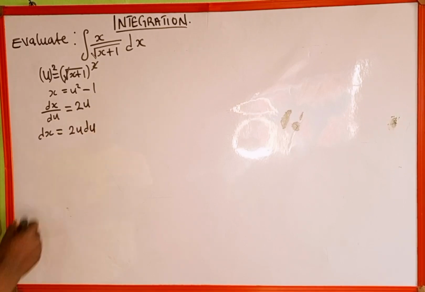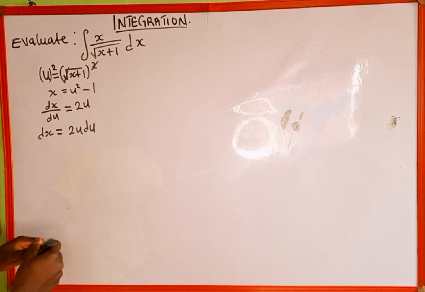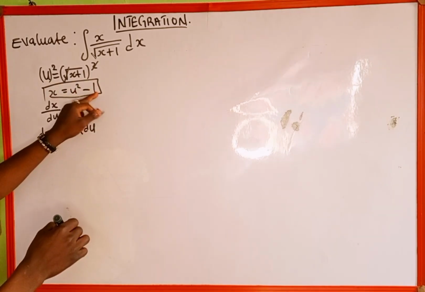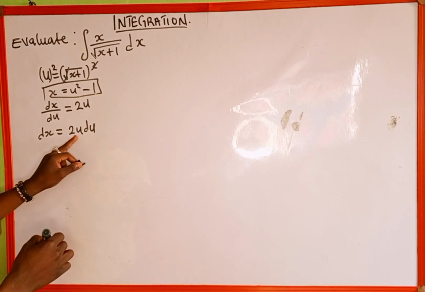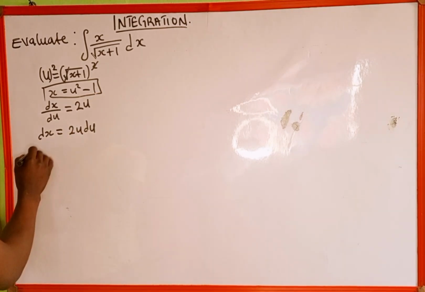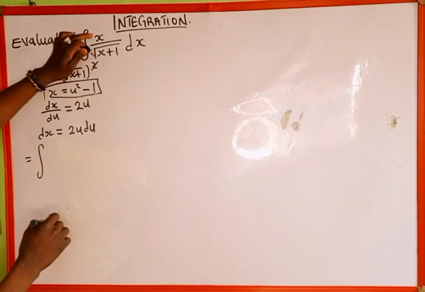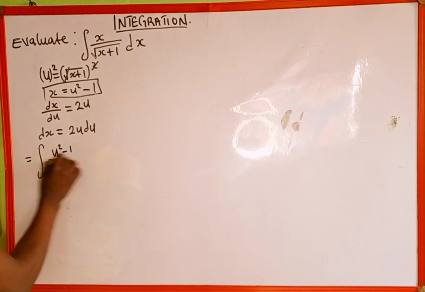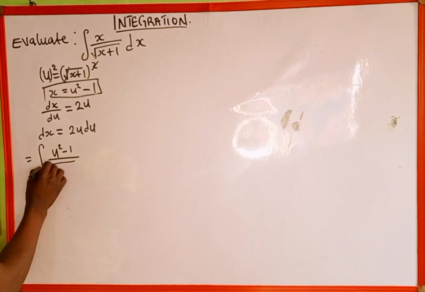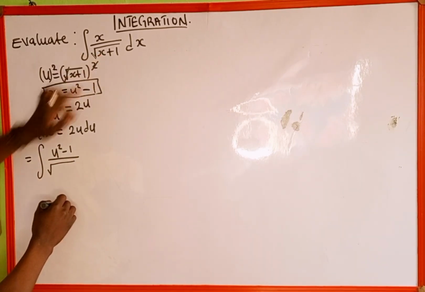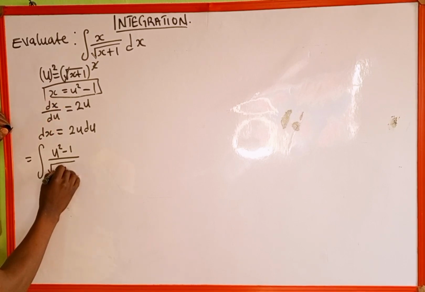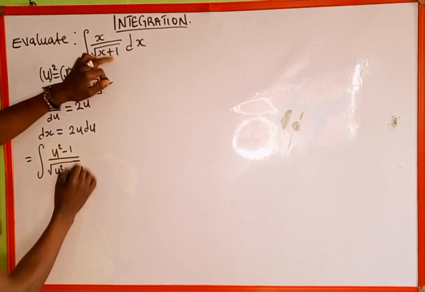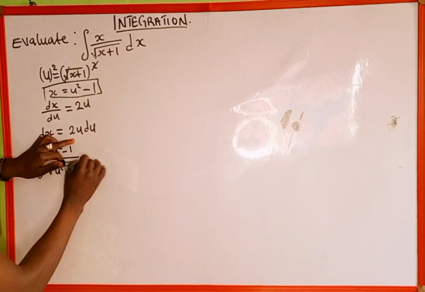2u du. Now, in this our equation, anywhere we see x, we are going to replace it as what? u square minus 1. And anywhere we see dx, we replace as what? 2u du. So this is going to be equal to what? Integral of, in place of x here, we replace u square minus 1. Then all over square root of, in place of x here, we replace what? u square minus 1. Then plus 1 from the equation. Then in place of dx, we replace what?